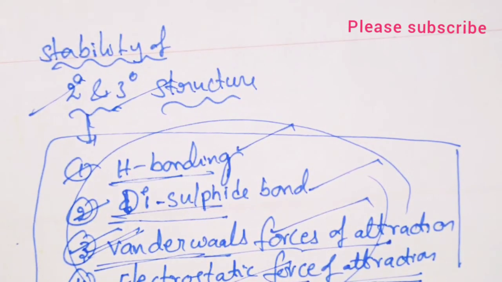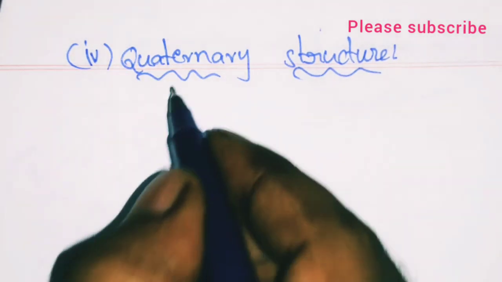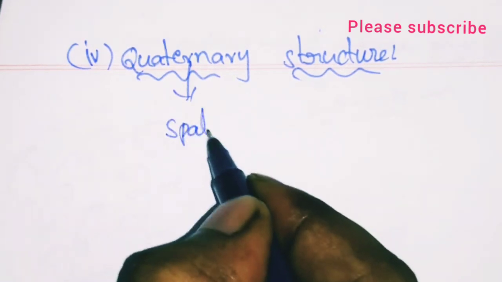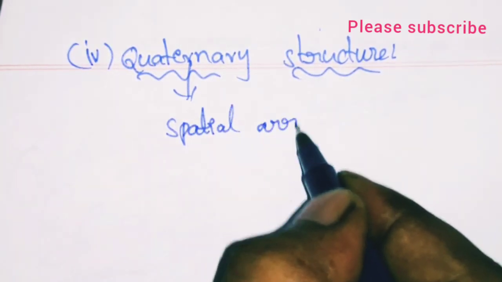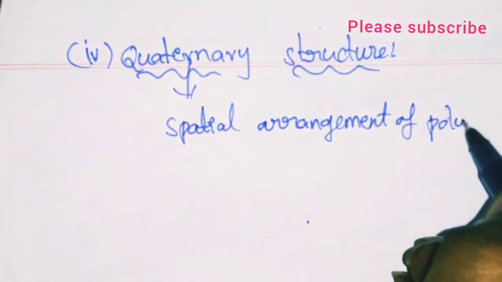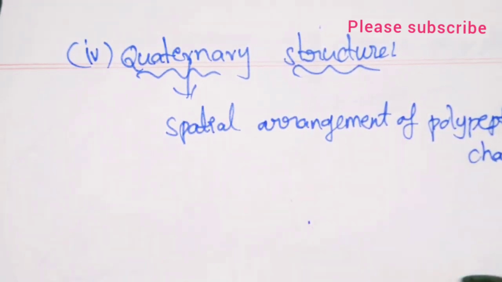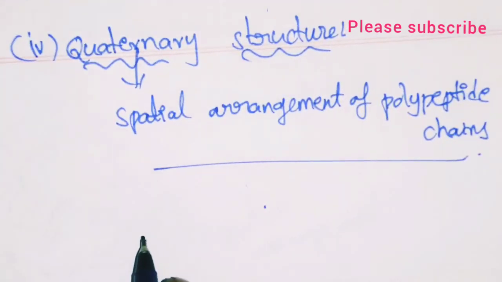Do you understand this tertiary structure? Next, we will study about the quaternary structure. Fourth one is quaternary structure. This quaternary structure explains the spatial arrangement of the polypeptide chains. Everyone should remember, it explains the spatial arrangement of polypeptide chains, because many proteins are made up of two or more polypeptide chains.